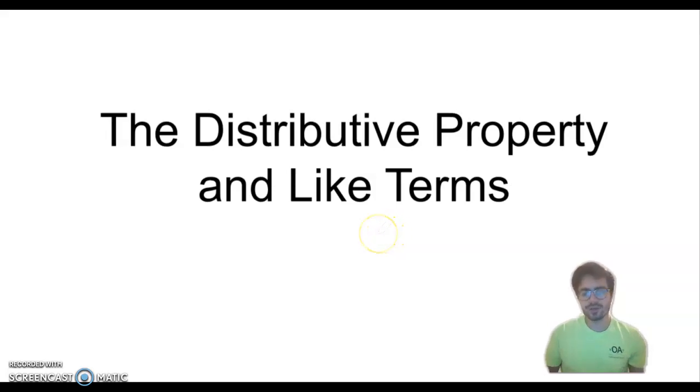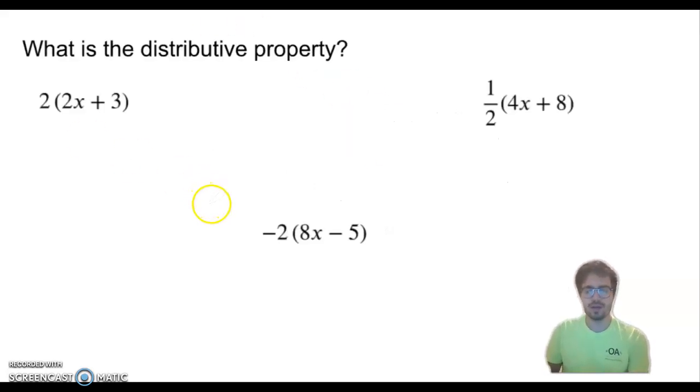Hello everyone, so we're going to talk about the distributive property and like terms. You already know what like terms are, but the distributive property, you might have heard of it, but we'll review. So what is it? Let's look at what I have here. I have a 2 on the outside of parentheses.